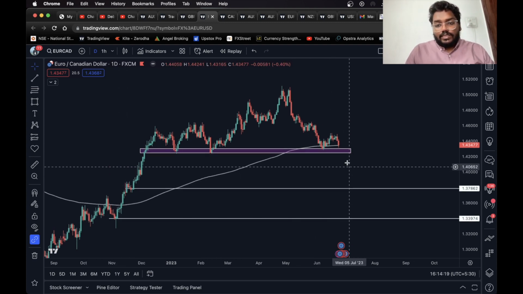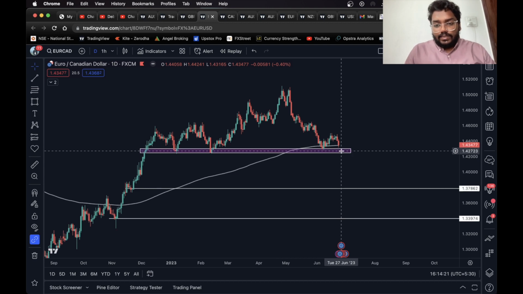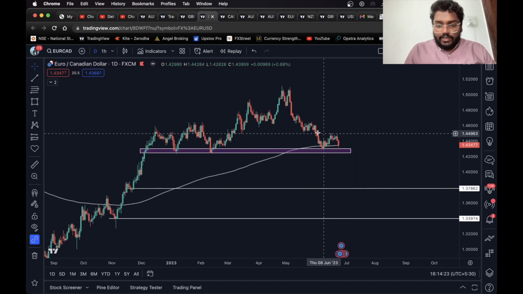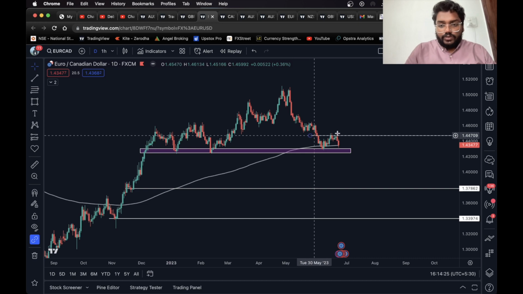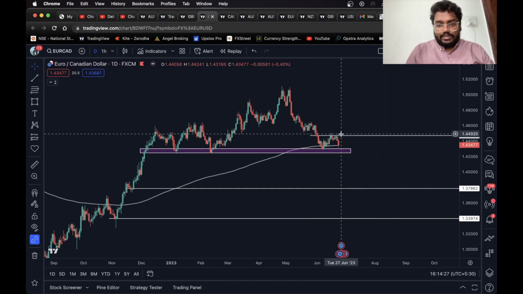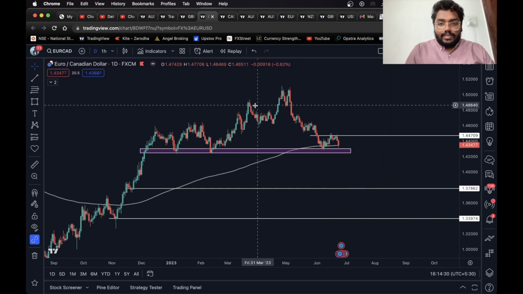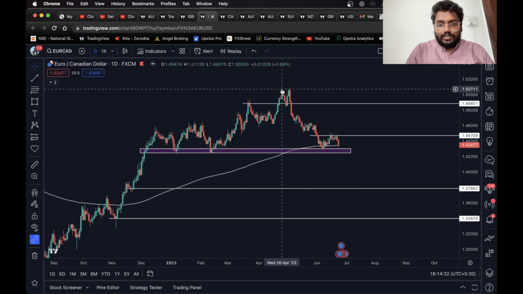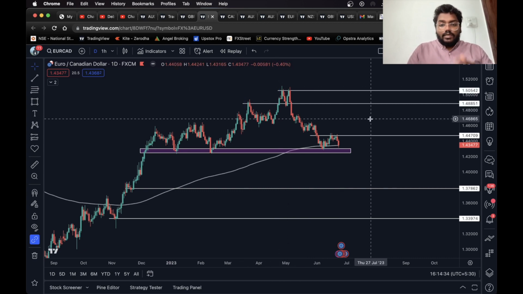Okay, just in case the pair takes a support over here and shows a bullish sign, what you can do is you can just wait for it to break this level. Once it sustains above this level, a long entry can definitely be taken. You can consider this as your first target and this as your final target.